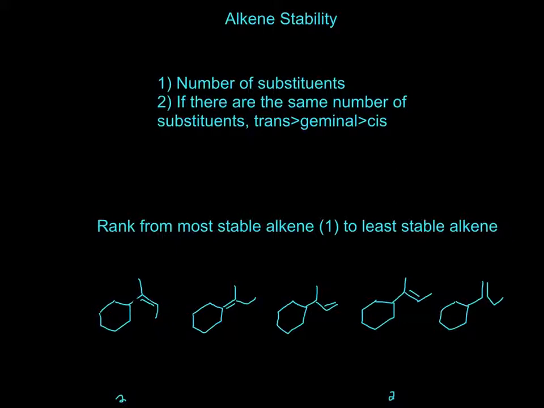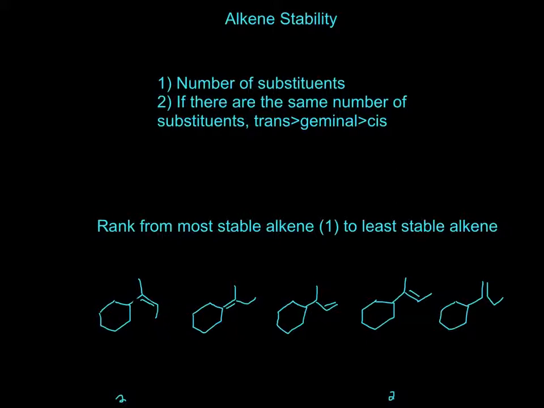Okay, so let's just follow the rules, right? So number of substituents. So over here, this alkene has 3 substituents. This alkene has 4, right? 1, 2, 3, 4. Over here, this one has 1 substituent. Over here, 1, 2, 3 substituents. And finally over here, 2 substituents, right?